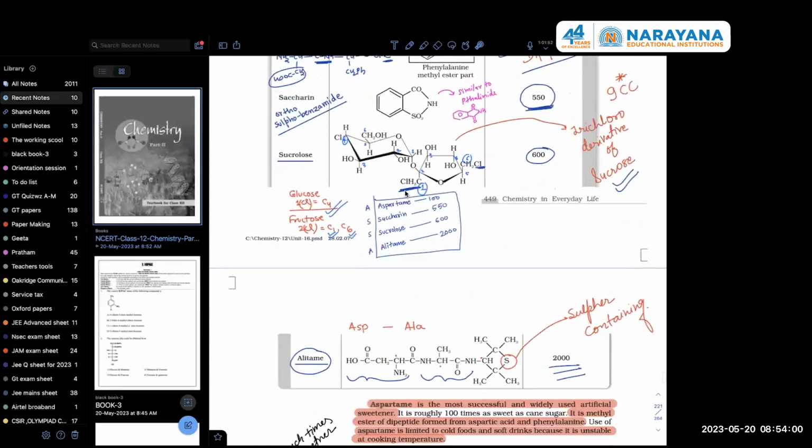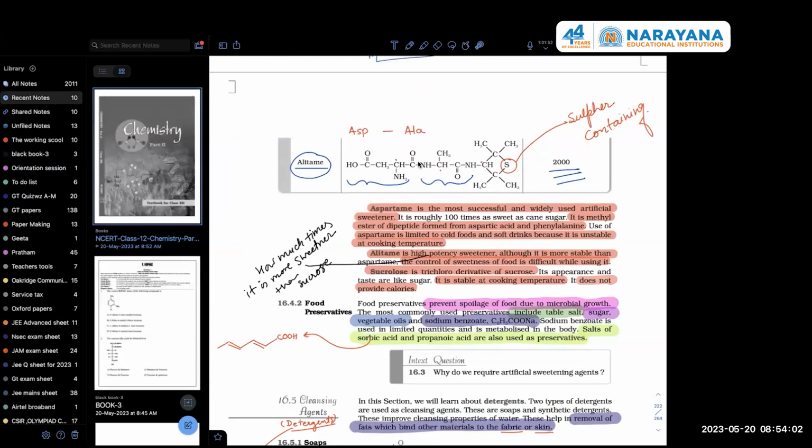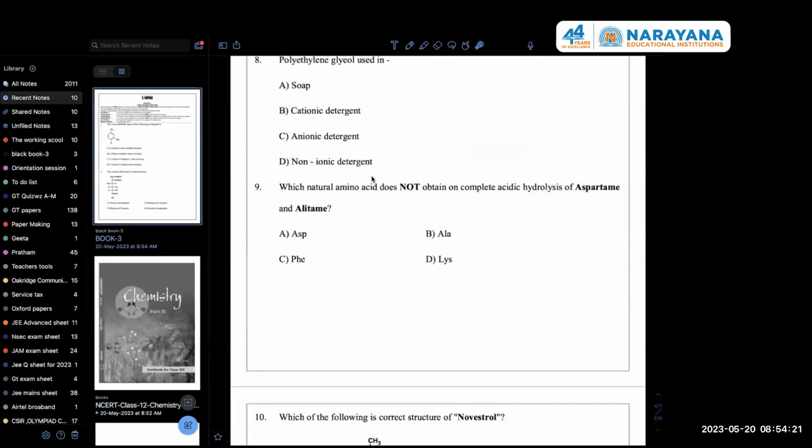That is okay. If I go for alitame, if I break this, I am getting NH2, CH, COOH. This is the aspartic acid part, CH2, COOH. If I break this compound, then NH2, CH, COOH, and CH3, that is alanine. So if I come to the question, I am getting aspartic acid, alanine, and phenylalanine, but I am not getting lysine.